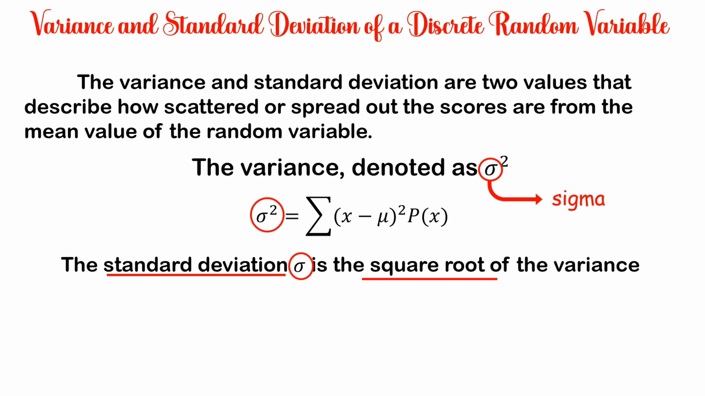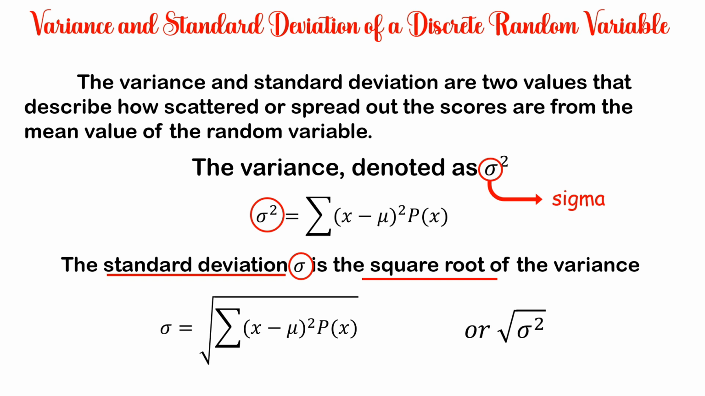As you can observe, there is a difference between the symbols in finding the variance and standard deviation. And we can obtain the standard deviation by getting the square root of the summation of x minus mean, squared, times p of x, or simply the square root of the variance, or sigma squared.